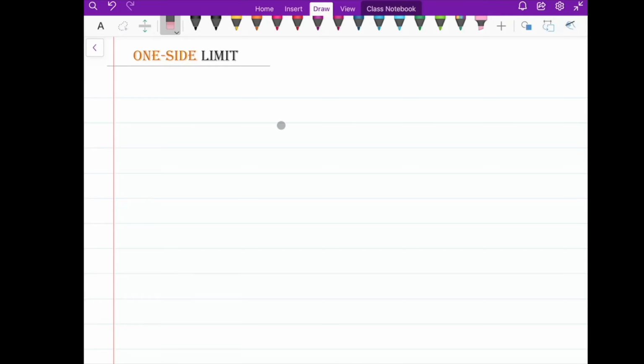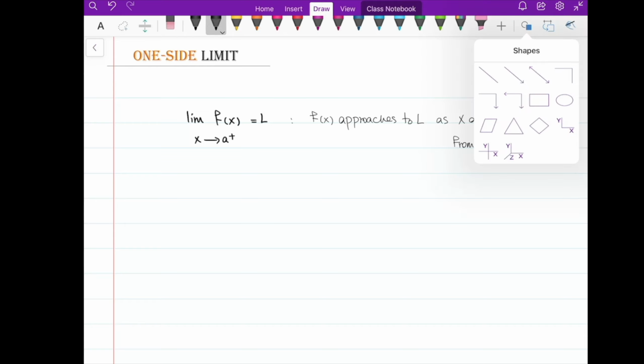This video is part of an online course of Calculus 1 and I'm going to talk about one-sided limits. What are they? If I write the limit of the function f of x as x approaches a with a positive on top of a equals L, it means that f of x approaches L as x approaches a from the right. What do I mean by from the right?